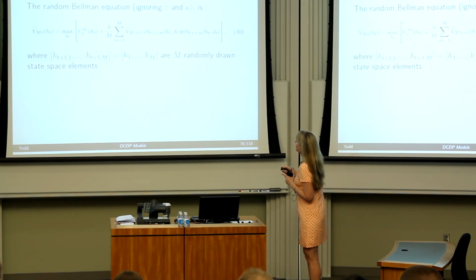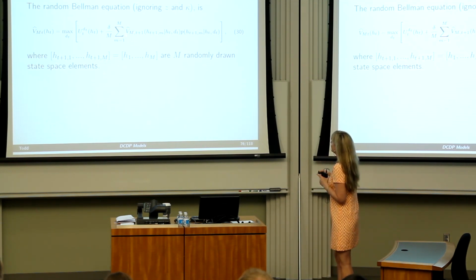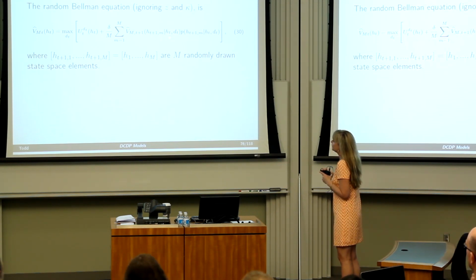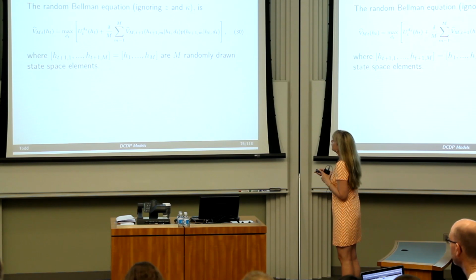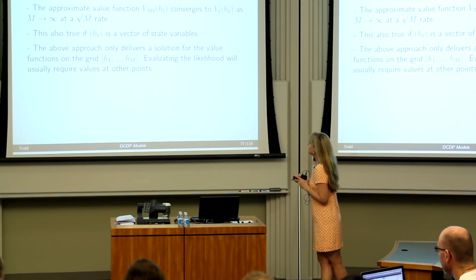He shows that if you evaluate on a grid... I don't know that much about this method just because I haven't used it, but it is one of the available methods. I haven't seen it used that much. He comes up with this approximation method for the value function, on a grid of randomly drawn state space elements, the different values of H, that are continuous because the experience is continuous. And he proves that the approximate value function converges to the true value function.